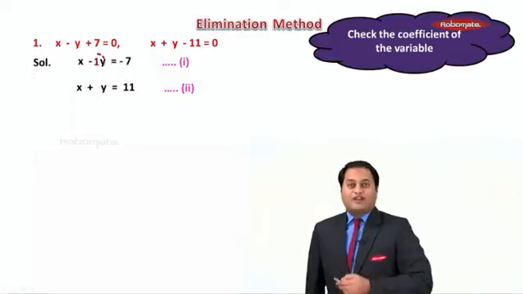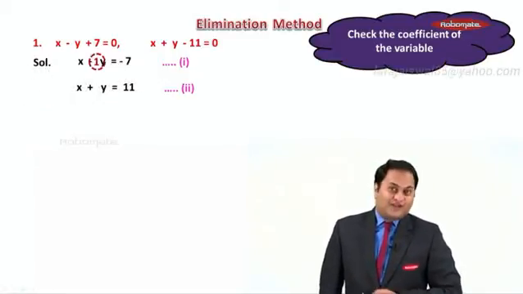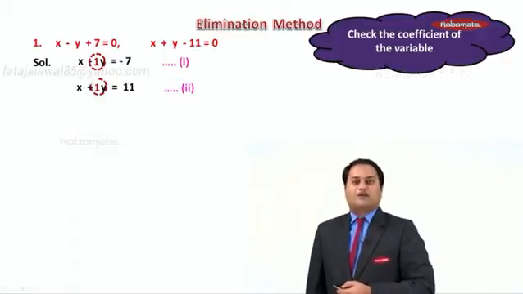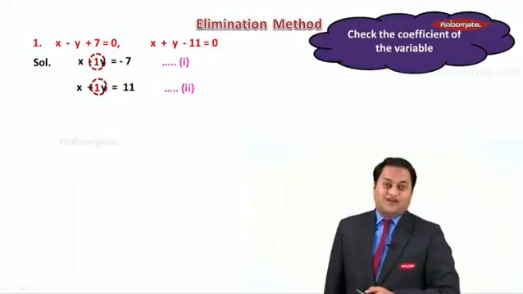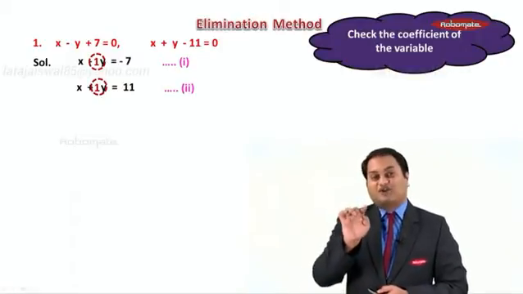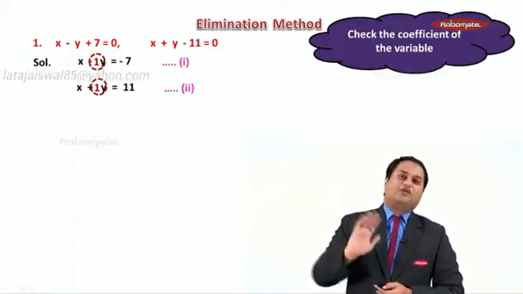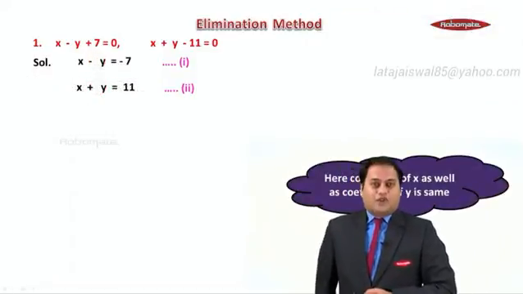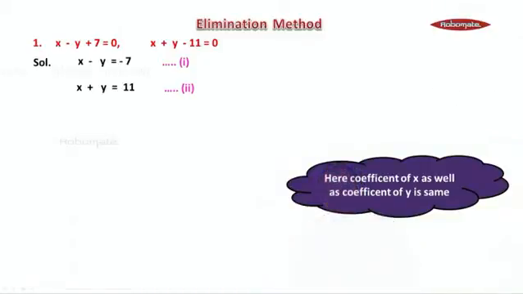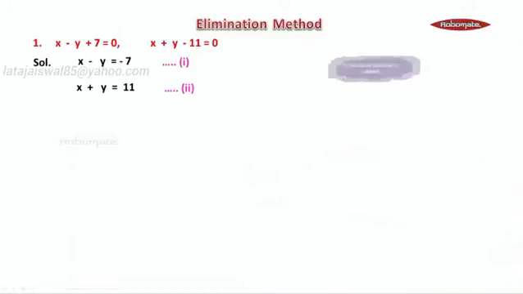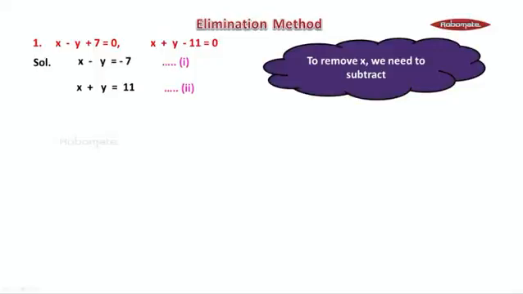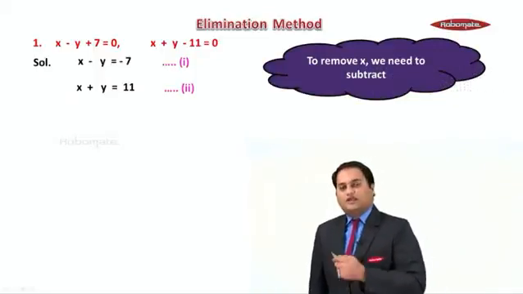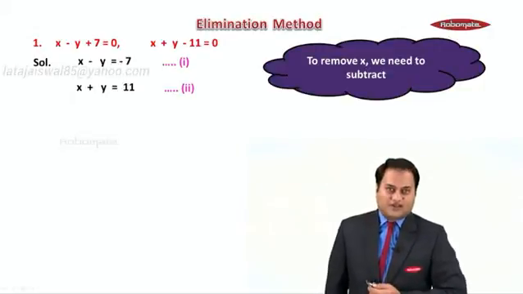Hold on. Look at the coefficient of y. The coefficient of y in the first equation is 1 and the coefficient of y in the second equation is also 1. So here the coefficient of y is also the same, so we can eliminate y as well. So in this particular sum, the coefficient of x as well as the coefficient of y is same. So we can remove any of the variables. We can eliminate x, we can eliminate y.